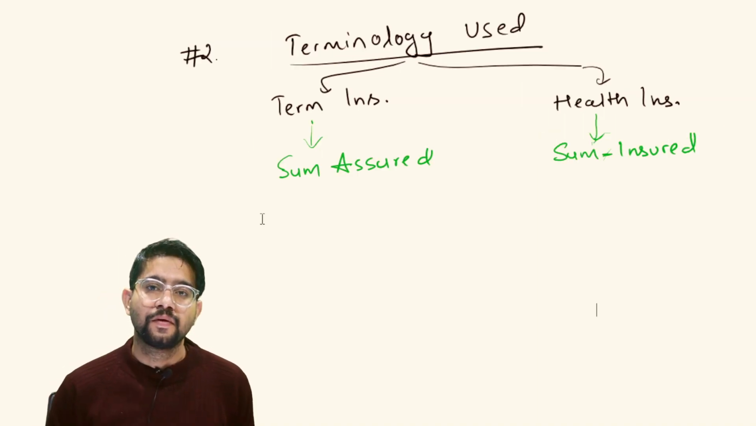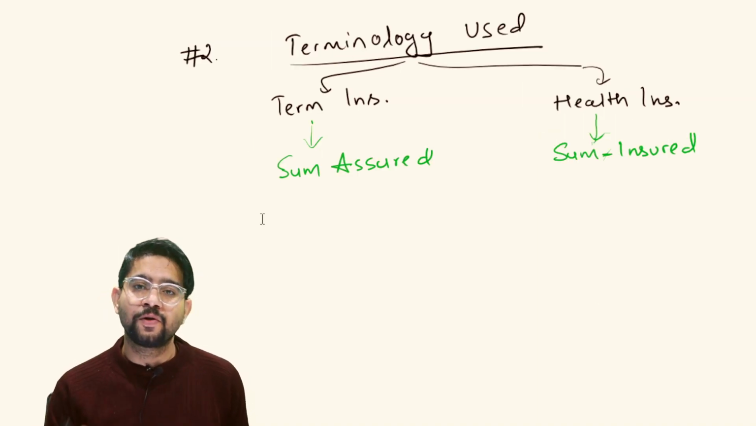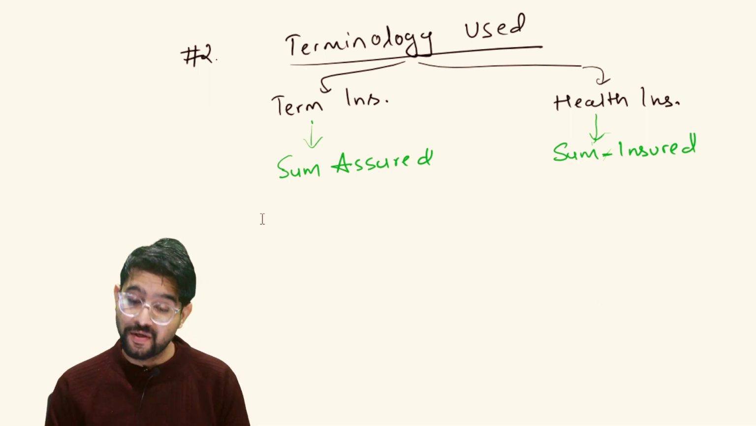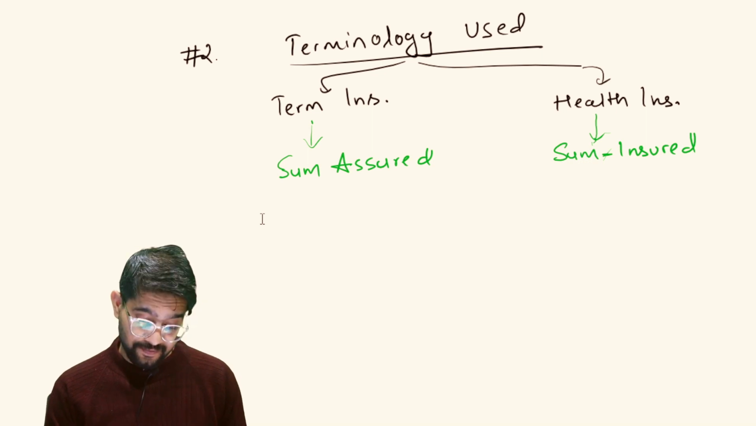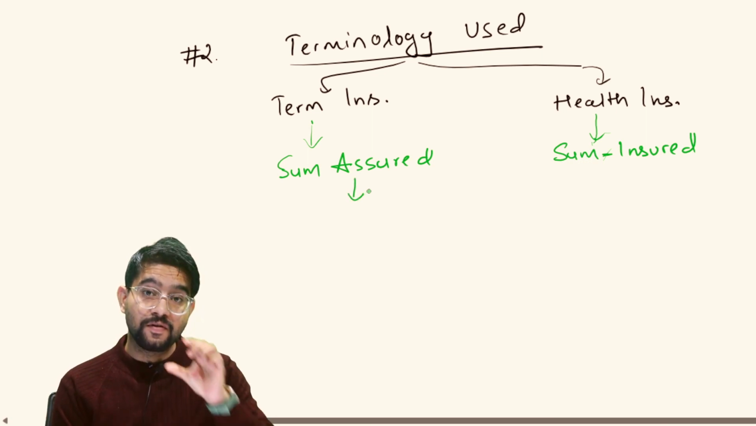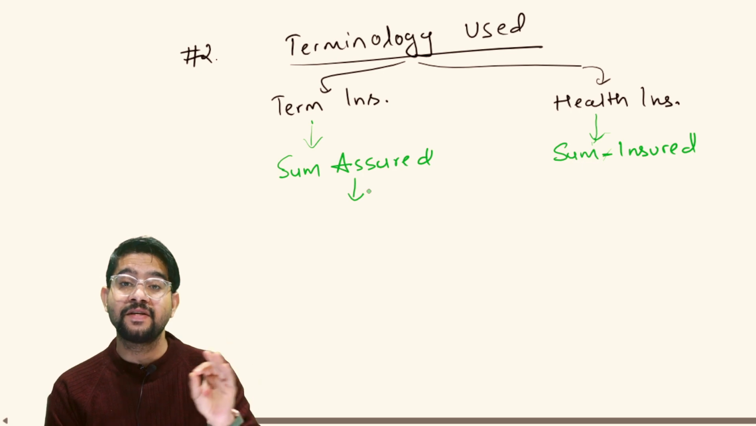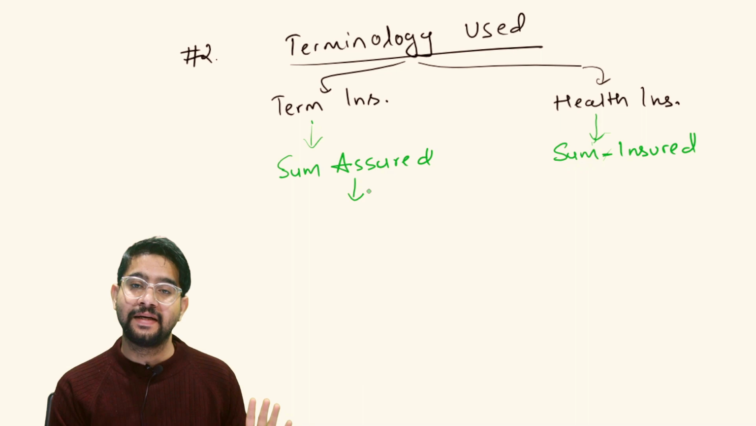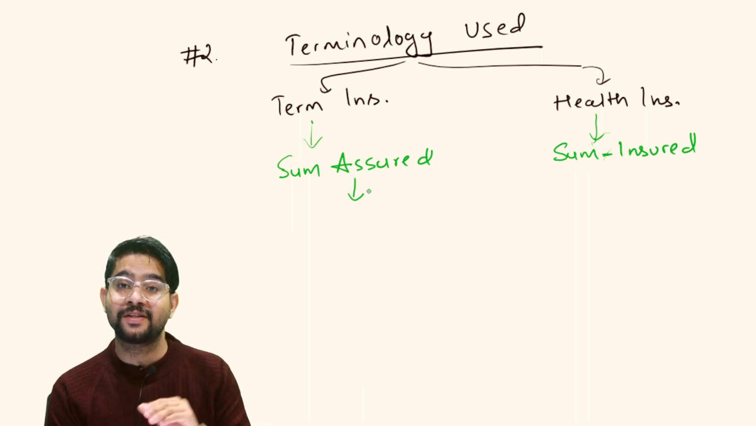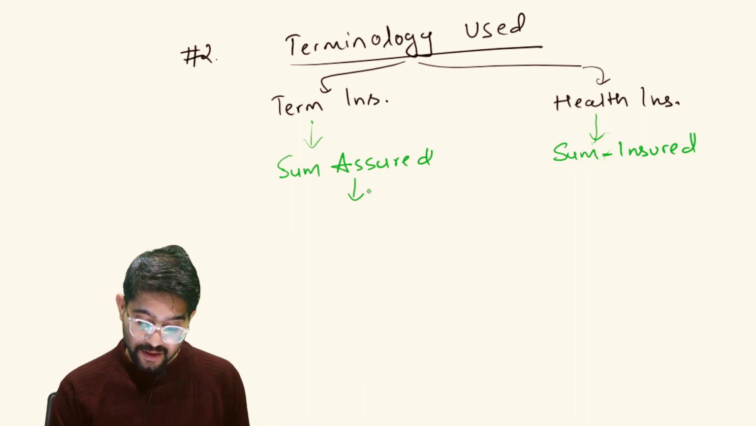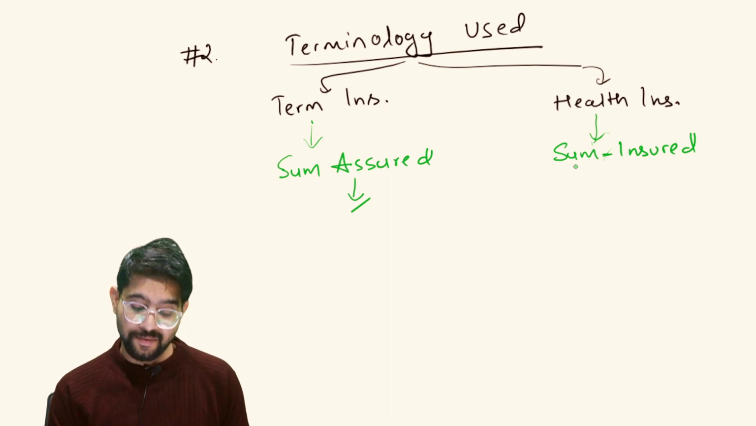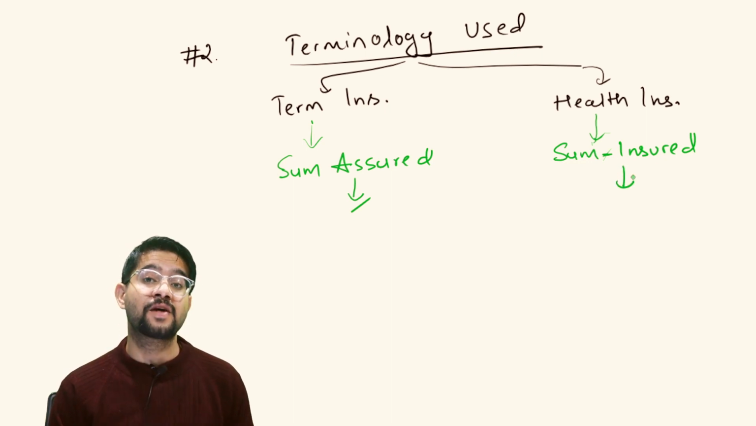Okay. The second difference is about the terminology used. In case of term insurance, we use the word sum assured. इसका मतलब ये है आपको certain amount assure किया जाएगा in event of death. This much amount will be paid to the family and that is pre-decided. That will not change. That will not be further assessed. However, in case of health insurance, the term used is sum insured. That means this is the maximum amount that the insurance company is going to pay.